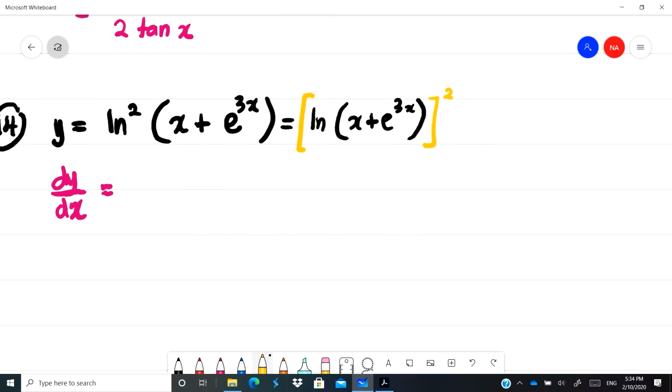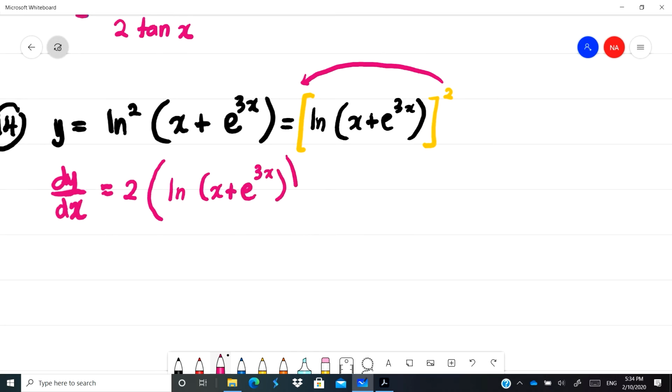So what you have to do is to differentiate the bracket technique first. So you bring this 2 in front. So this will give you 2, and we'll have ln of x plus e to the power of 3x. Now you have differentiated the bracket technique. So now you have to differentiate the whole thing inside the bracket, meaning you have to differentiate ln first.